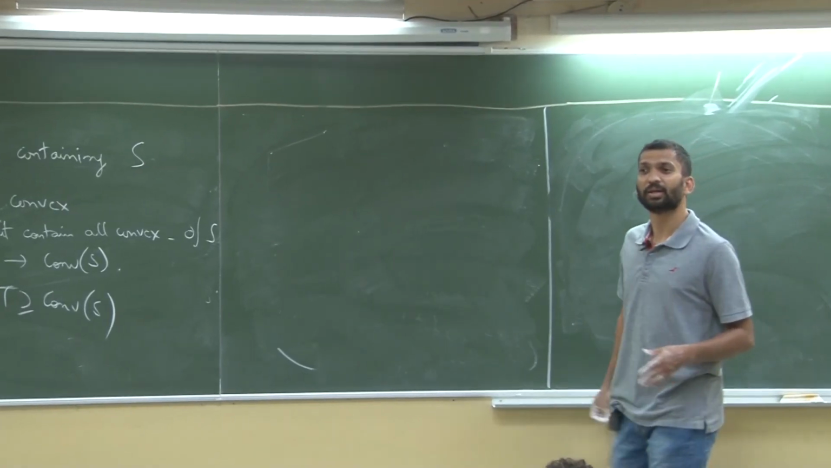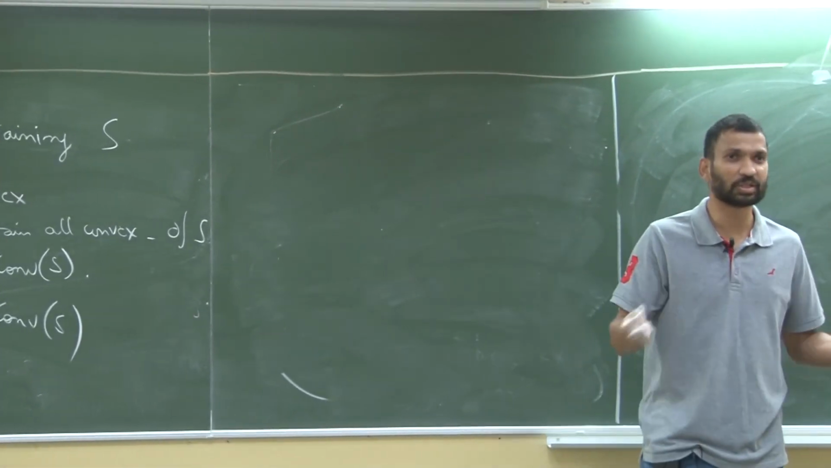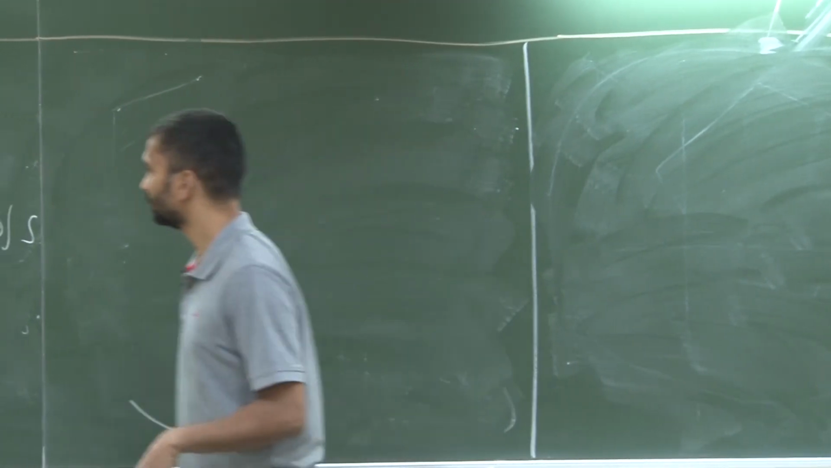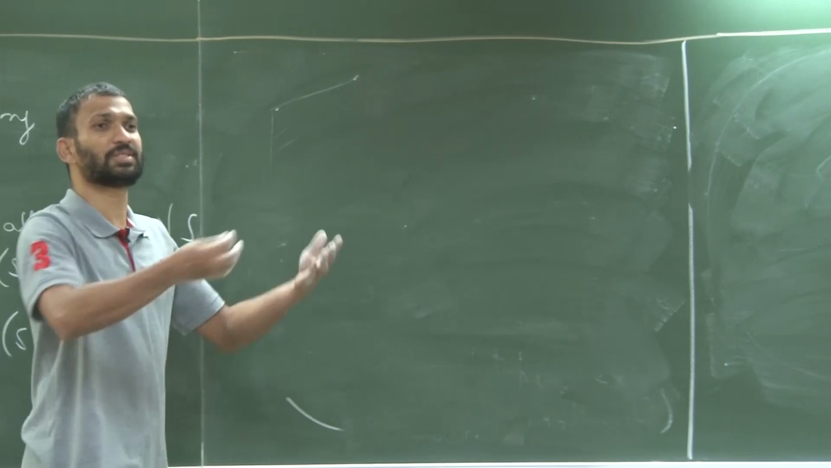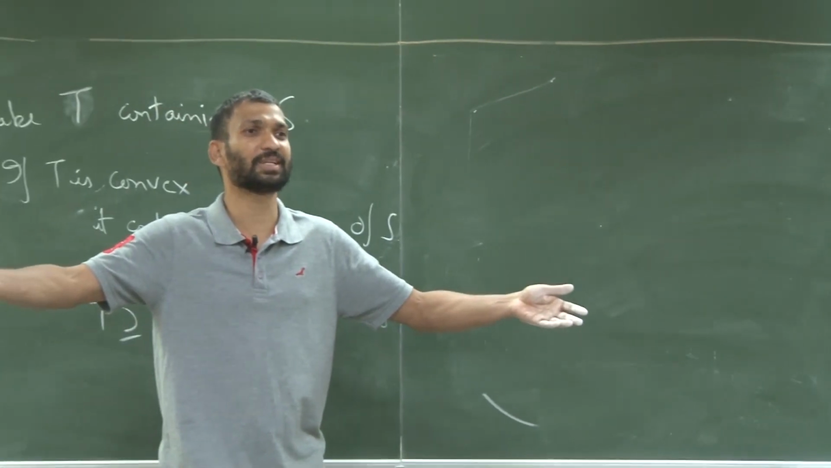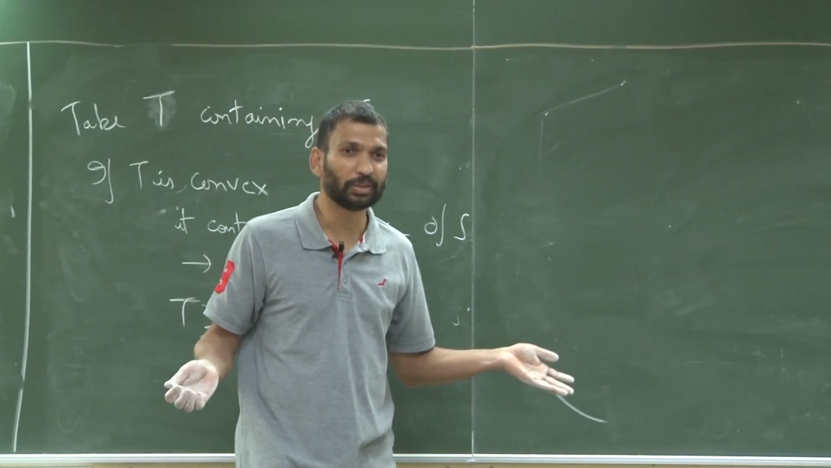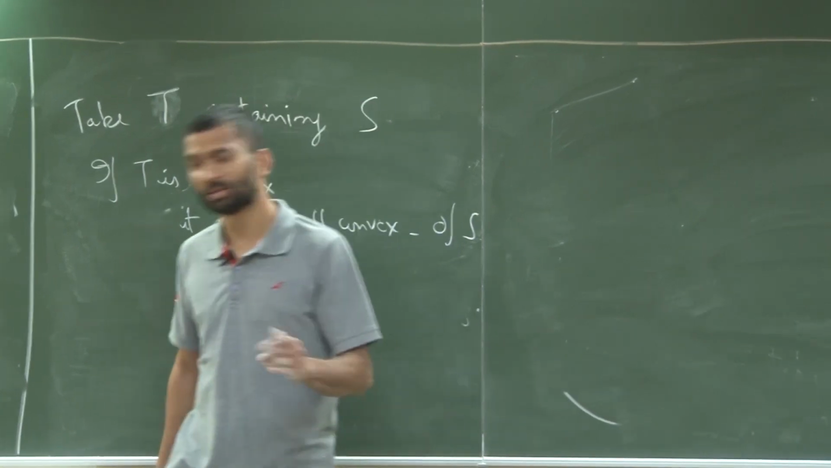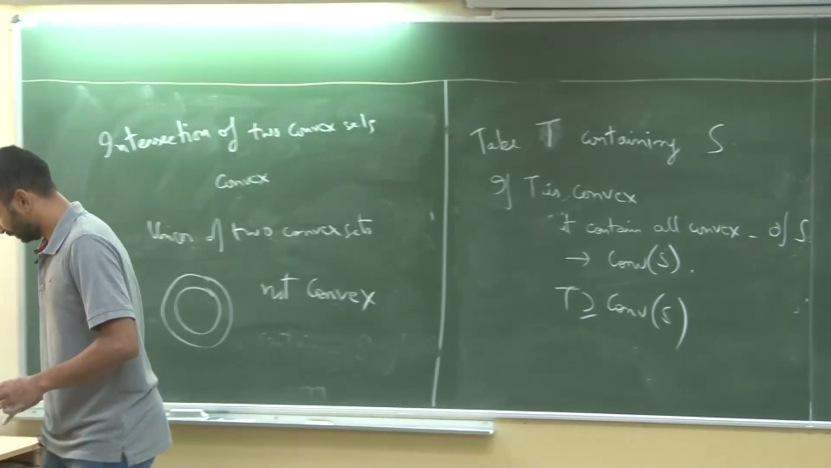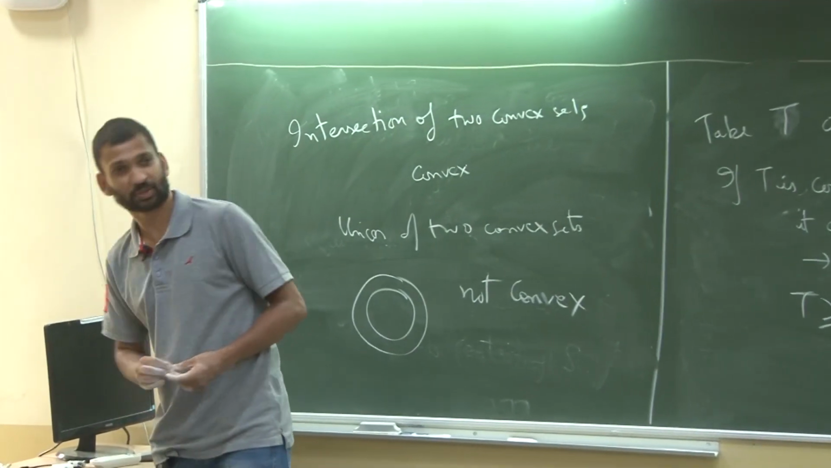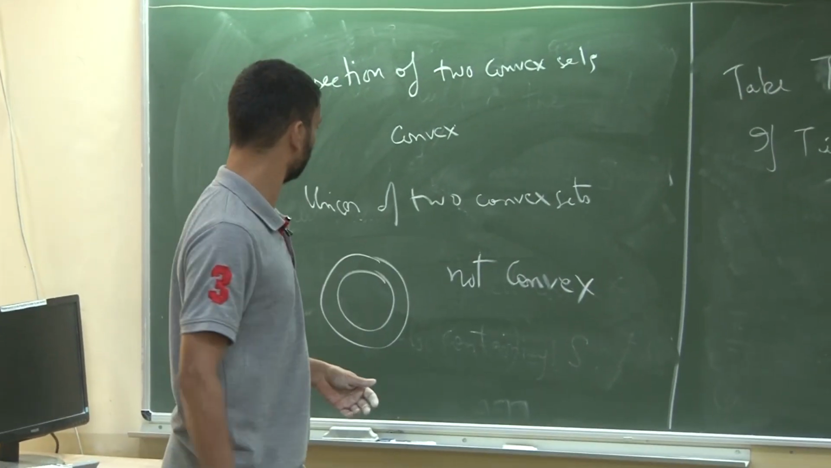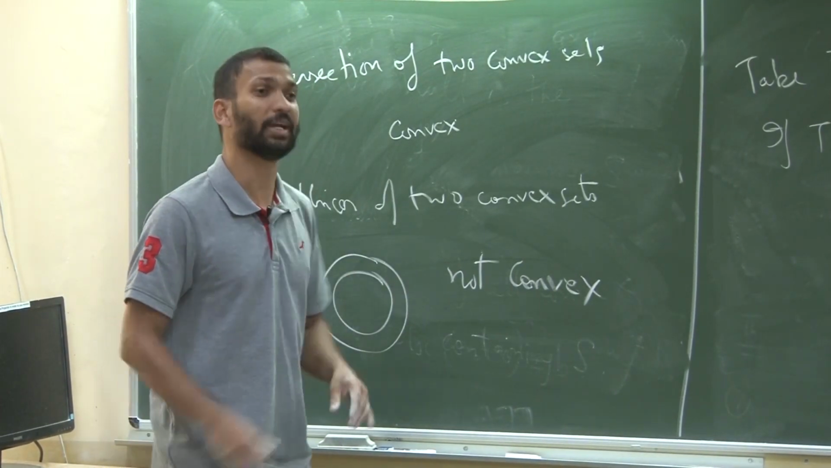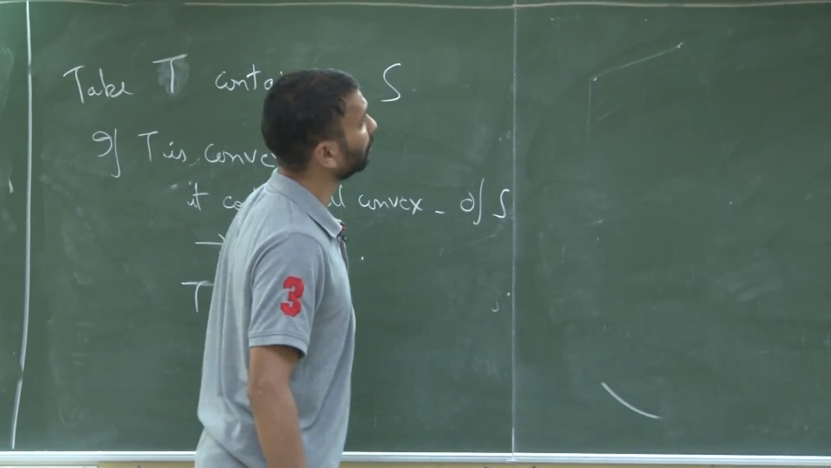So everyone can draw two convex sets such that their union is not convex, right? Good. Simply put, you take any two disjoint convex sets, their union is not going to be convex. Good? Okay. Sorry? No, the union is convex. And the intersection is also convex. So, good.